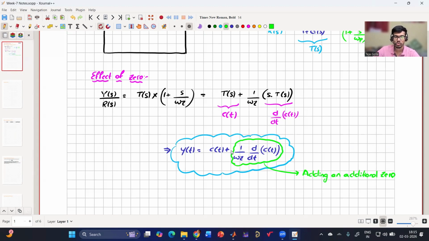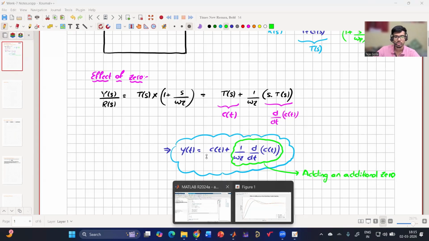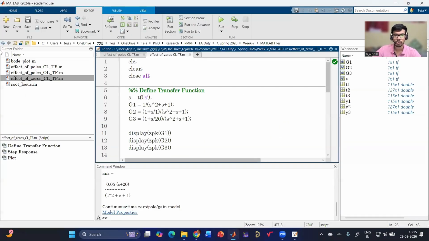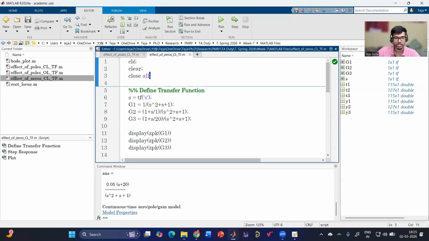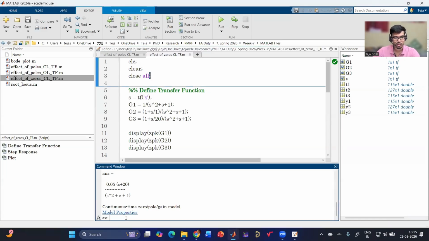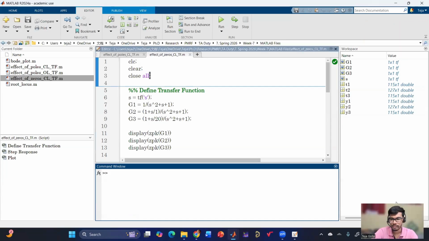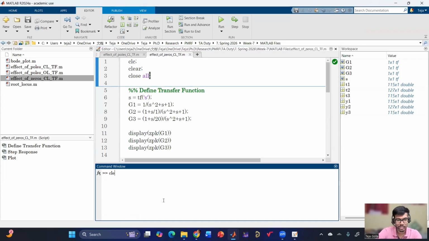So I wanted to show you a MATLAB example. I have written one code. Again, these codes will be uploaded to the drive, so you can always access them. I'll just quickly explain the code since you have missed. We have clc and clear. CLC will clear the command window, and clear will clear the workspace.